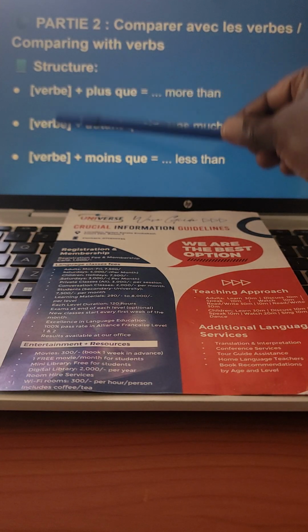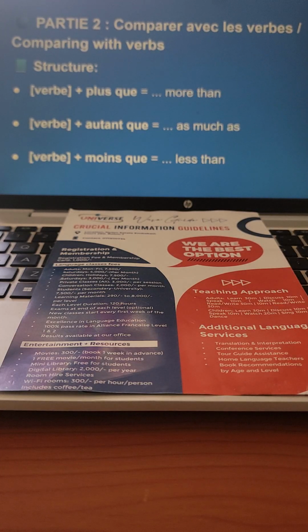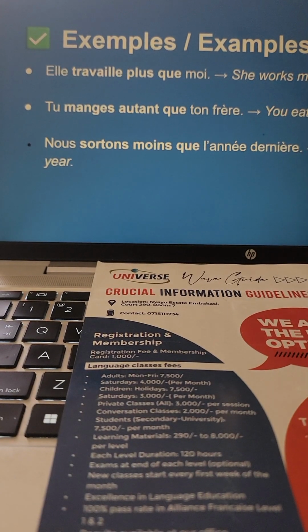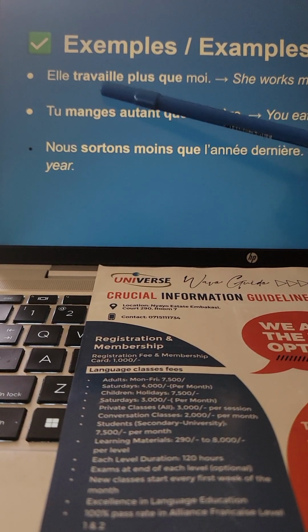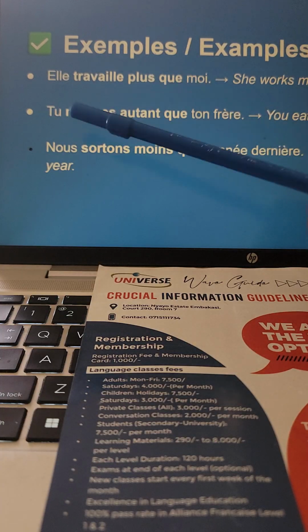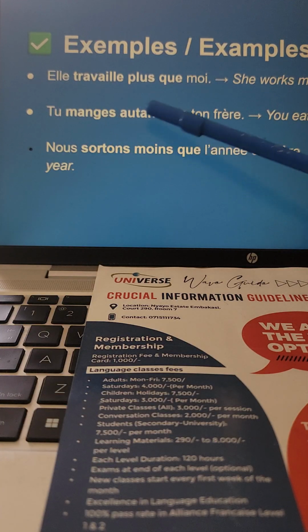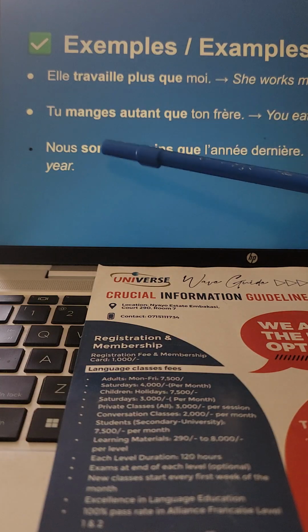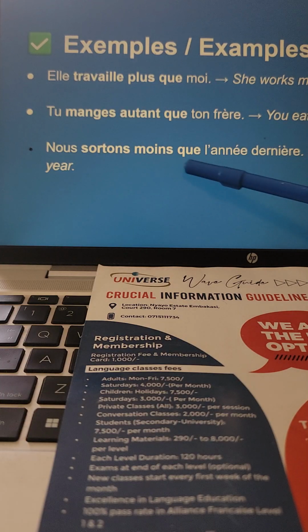You put the verb in the beginning there. Let's see examples. Elle travaille, so the verb is travaille. Elle travaille plus que moi. So she works more than me. Tu manges autant que ton frère. So you eat as much as your brother. Nous sortons moins que l'année dernière. So we go out less than last year.